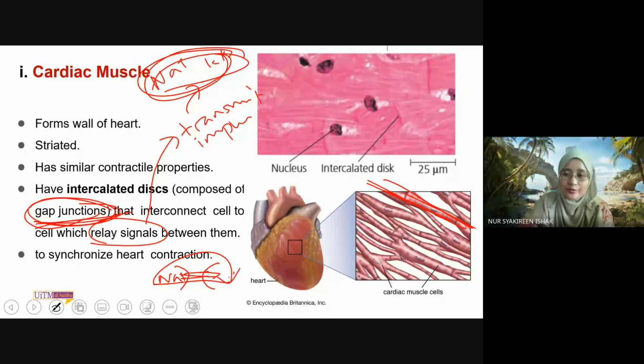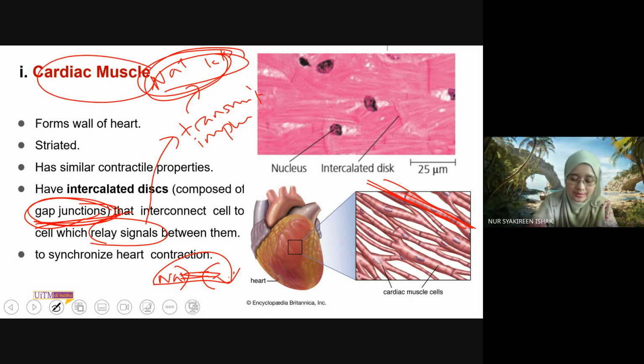Kalau transmission of impulse through neurons, kan? So the ion will have to pass through electrical synapse, kan? Electrical synapse, it needs to release neurotransmitter, which has to bind, and in order for the ion to be transmitted from one neuron to another neuron, it takes a long time.